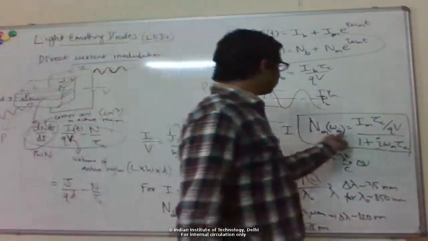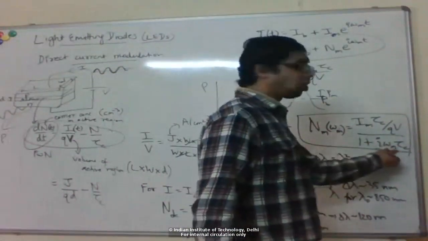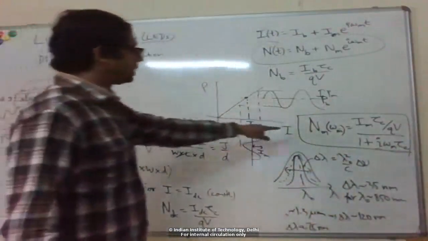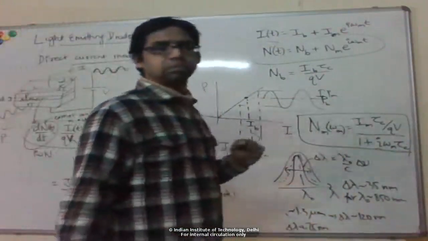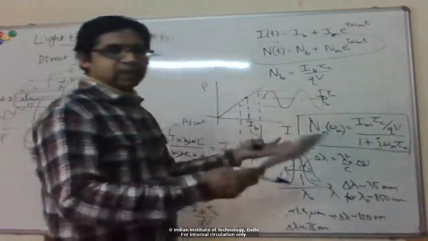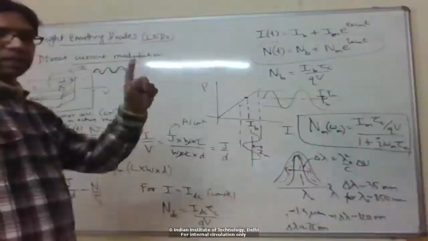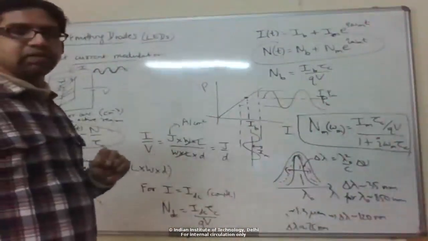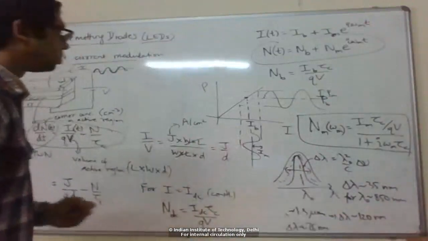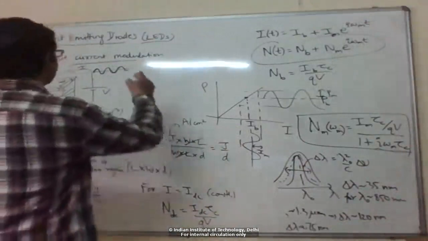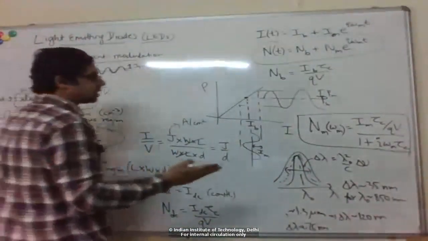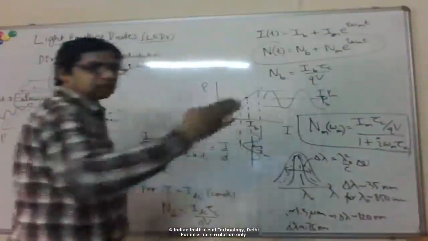And more specifically, the frequency is coming in the denominator, right? So as I increase the frequency, this Nm will go down for the same Im, which means that this Pm will go down. Because we calculated that the power emitted is basically the number of charge carriers combining radiatively. So if the number of charge carriers goes down, then the optical power emitted will also go down. So you can see that for the same Im, as I increase frequency, my optical power Pm will go down, right?